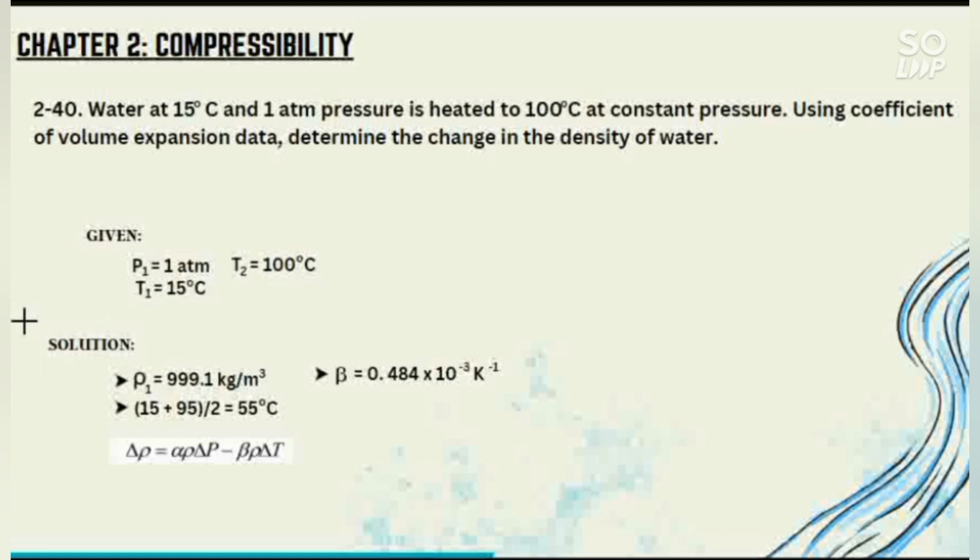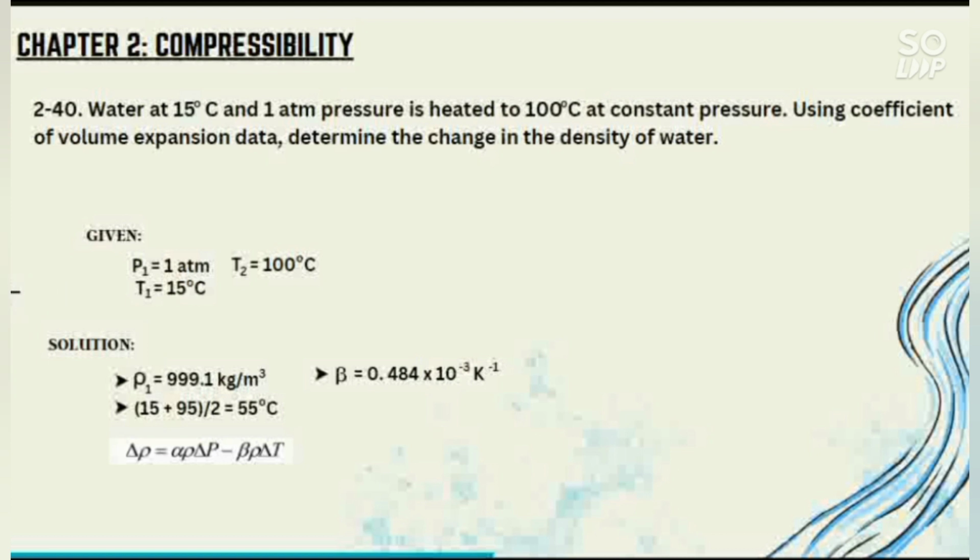So for our solution, water at a given temperature and pressure is heated to a higher temperature at constant pressure. The change in the density of water is to be determined. We have two assumptions here. Assumption 1: the coefficient of volume expansion is constant in the given temperature range. Assumption 2: an approximate analysis is performed by replacing differential changes in quantities by finite changes.